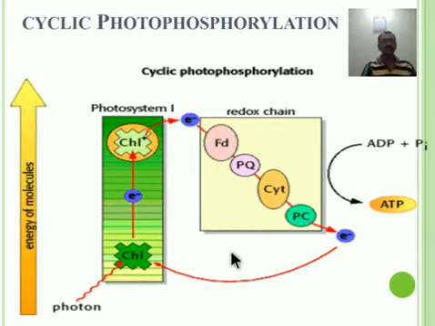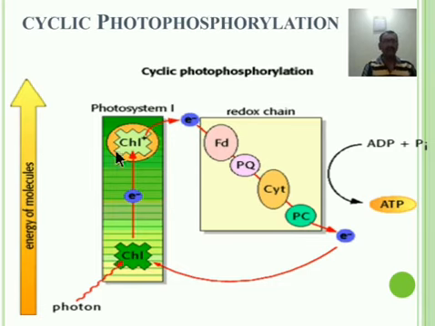This is the another step. Let us see here. Photon. Here the electrons that are excited from chlorophyll of photosystem first come toward the ferredoxin, plastoquinone, cytochrome, plastocyanin, and this electron again comes toward the chlorophyll pigment of photosystem first.